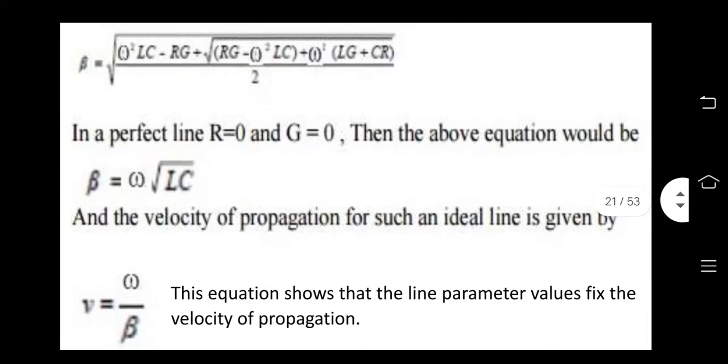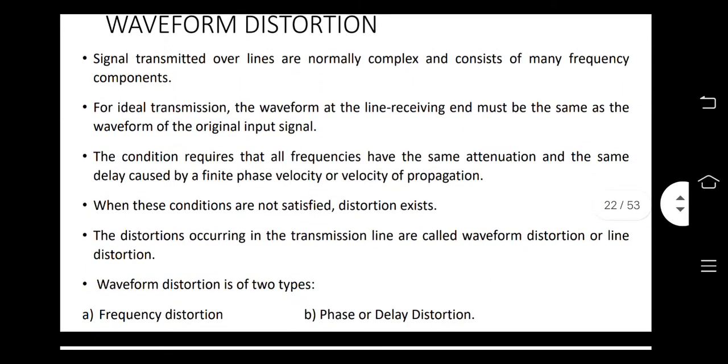So in a perfect line, R will be equal to 0 and G will be equal to 0. So from the above equation, beta equals omega into square root of LC. And the velocity of propagation for such an ideal line is given by V equals omega by beta. So it is the line parameter values which fix the velocity of propagation.